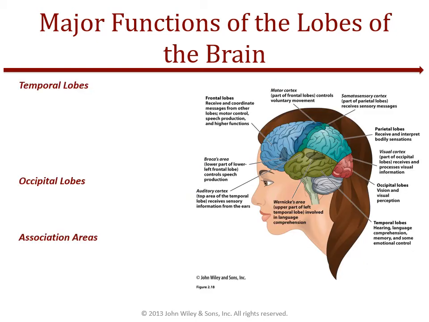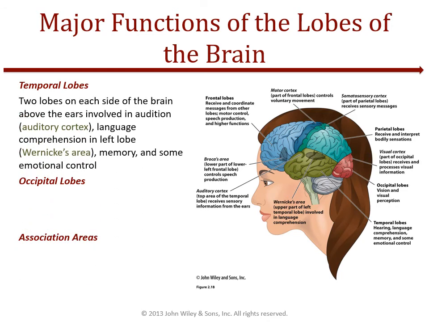Now moving further in, let's talk about the temporal lobes. Here the responsibility is for hearing, language comprehension, memory, as well as some emotional control. The auditory cortex, which helps to process our ability to hear sound, is located at the top front of each temporal lobe. This area processes incoming sensory information and sends it to the parietal lobes, which combine it with other sensory information. Now, an area of the left temporal lobe specifically is what we call the Wernicke's area.